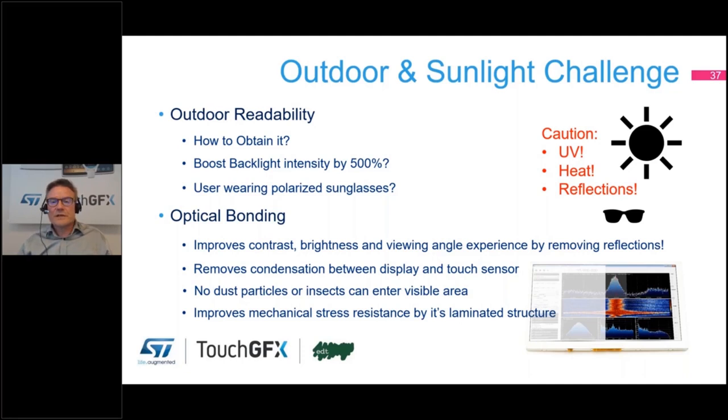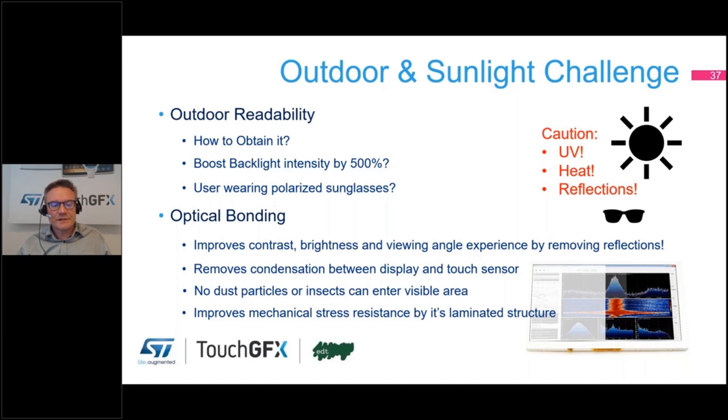But by doing that, you will also burn five times more watt or effect out of your system. So you will have a lot more heat to deal with internally. And that's quite a tricky thing, because you will be reducing the lifetime of your display significantly by doing that.